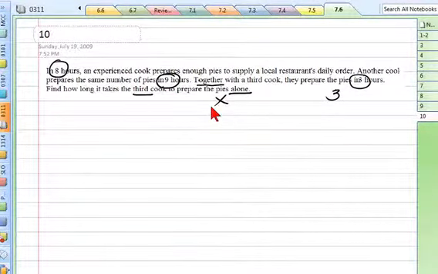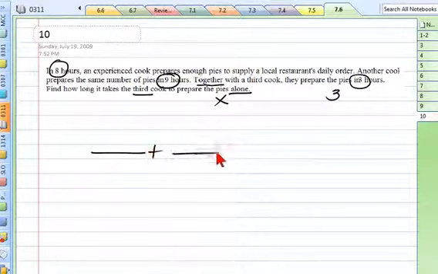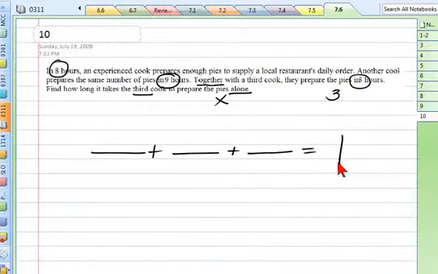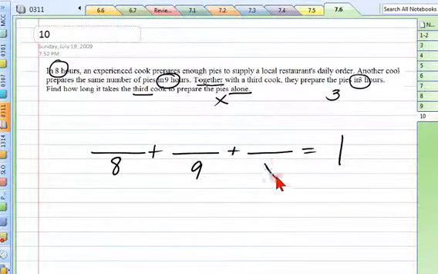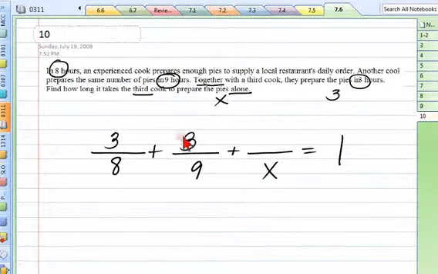How many fractions do I have? 3. Cook 1, cook 2, cook 3. Cook number 1 can do the job in 8 hours. His denominator is 8. Cook number 2 can do it in 9 hours. His denominator is 9. Cook number 3 can do the job in x hours. So I don't know. How long do they work together? 3 hours, so they all get a numerator of 3. If I were to finish this problem, what would the common denominator be? 72x.